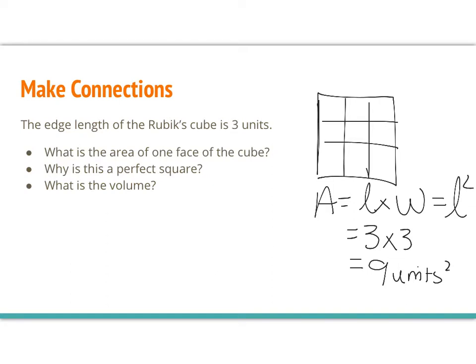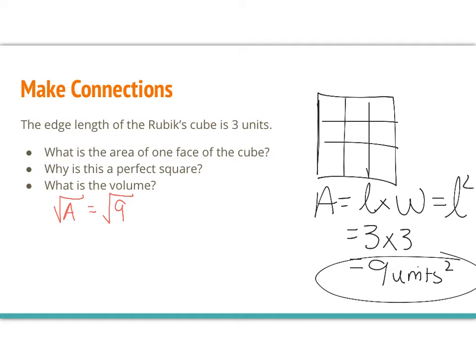So why is this a perfect square? This is a perfect square, the number they're talking about, not the shape. The area is a perfect square because I can square root the area. This is because the area is 9, and I can take the square root of 9. It is a whole number. It works out perfectly, so it is called a perfect square.